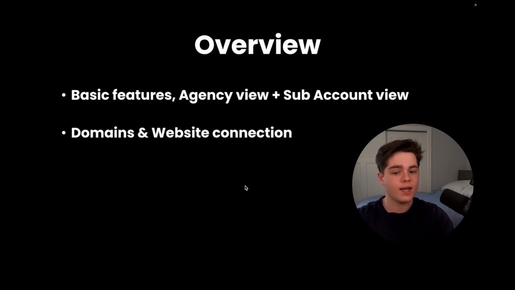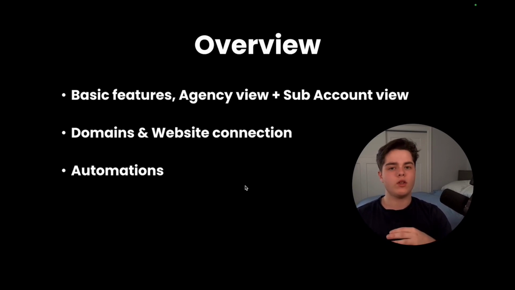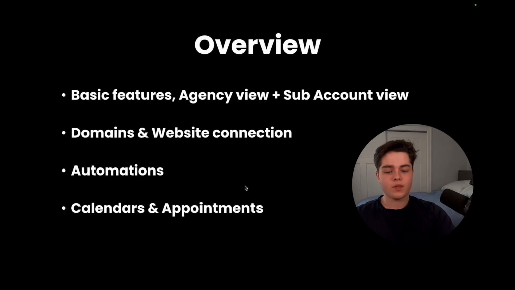How do you connect these? What are they, and how do they work? Third will be automations. I've given you automations already, so how do we even connect them? What do they do? I'm going to explain that. And then fourth is the calendars and appointments, so when clients want to book in with you, or people want to book in sales calls with you.